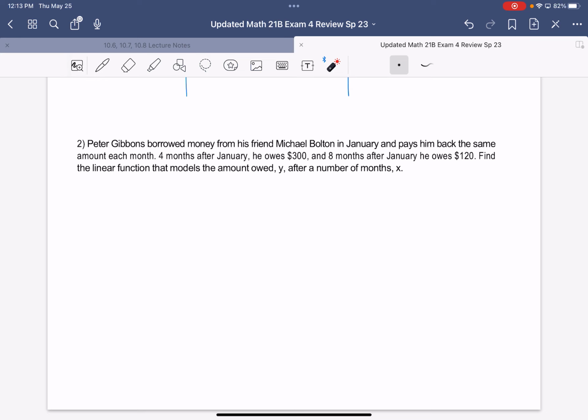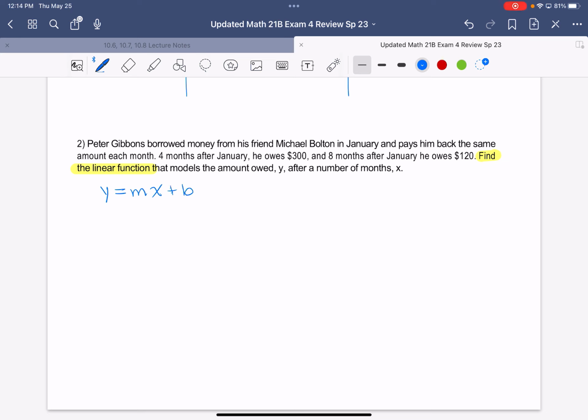Okay, so overall, what are we finding here? We want to find the linear function. Find the linear function. What does that mean? That means we need to find our equation y equals mx plus b.